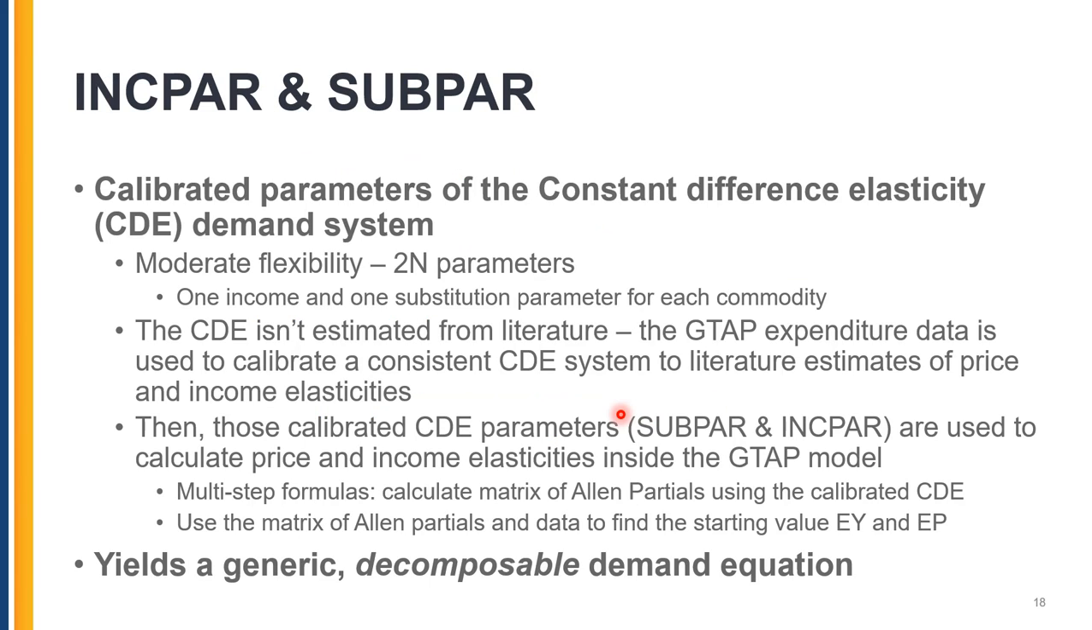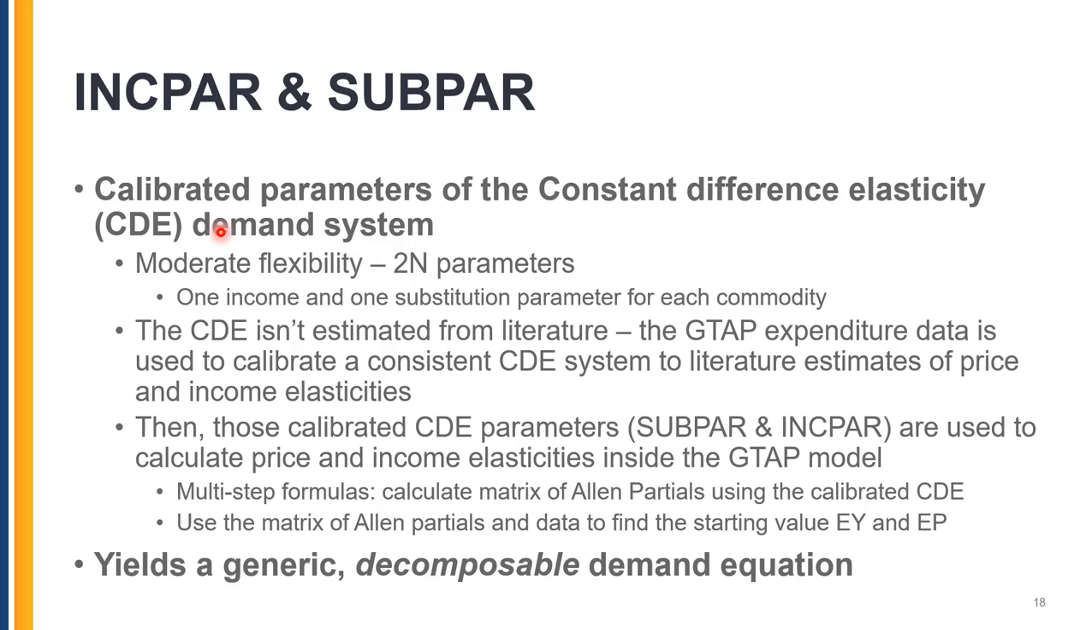Okay, so the two things that we would find in our data, or in our parameter file more correctly, are incpar and subpar. These are the calibrated parameters, so we use GTAP data, GTAP consumption shares outside the model, set up an optimization program to find the closest matching set of CDE parameters to a set of target elasticities.